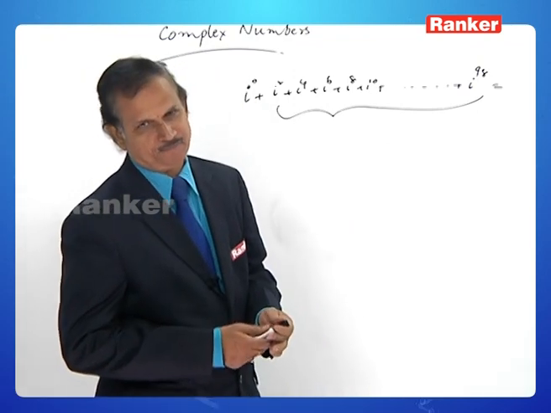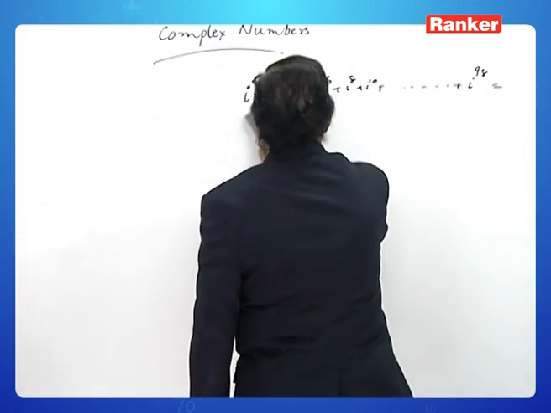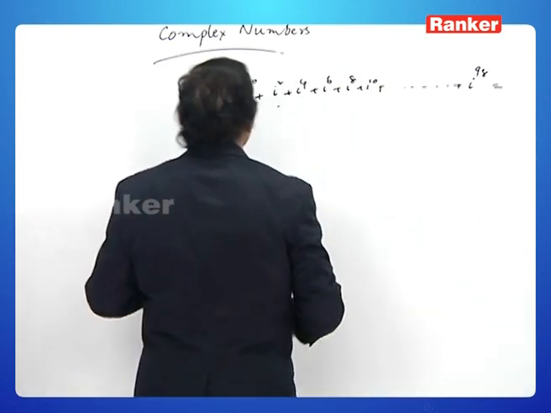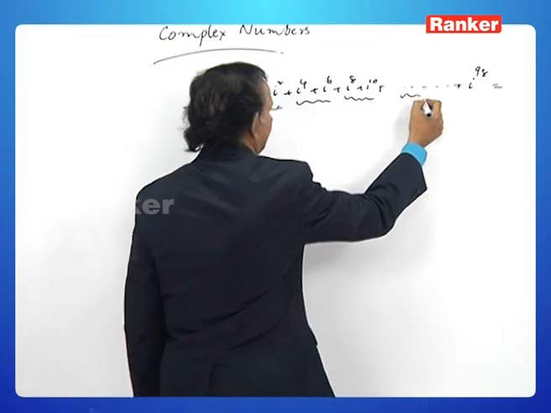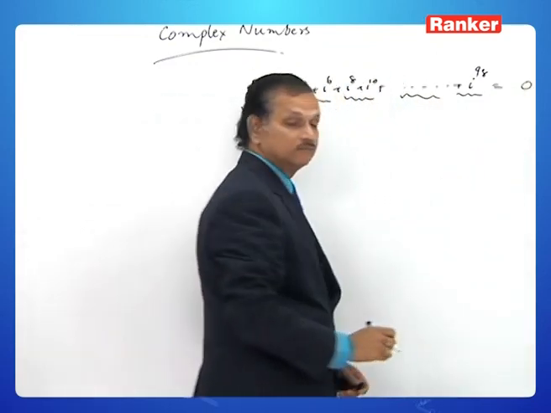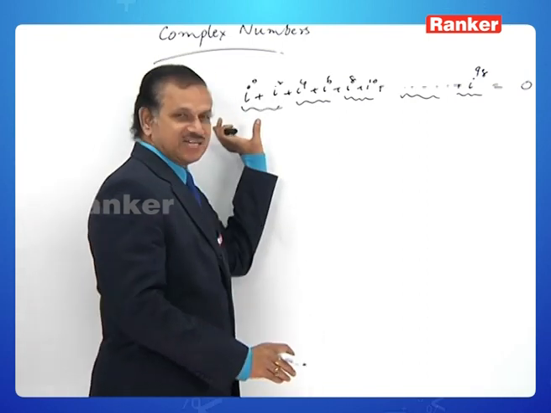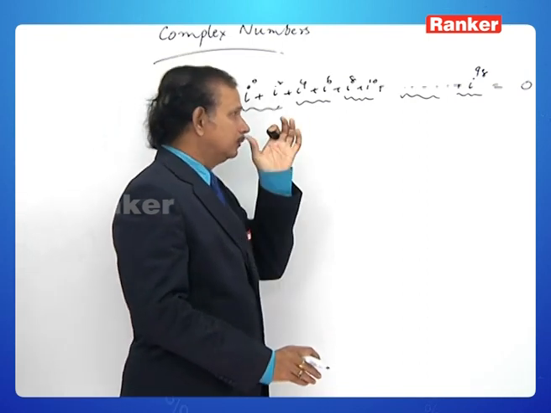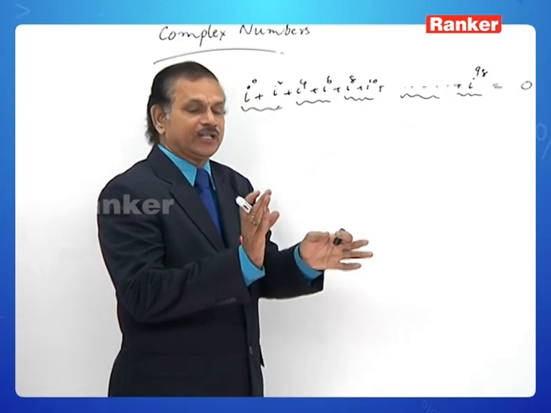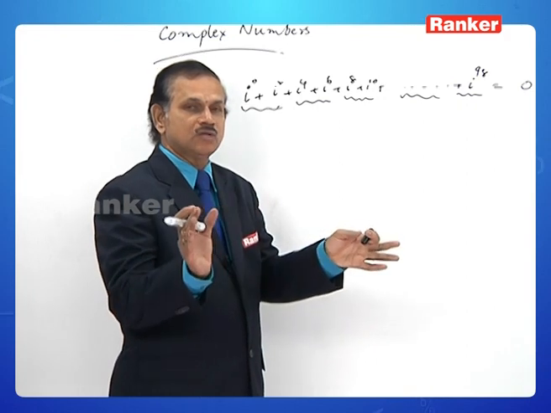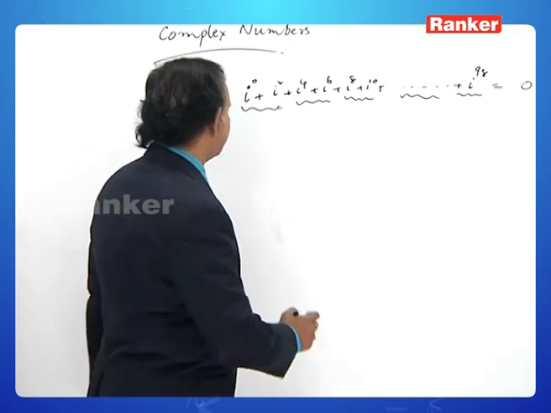50 terms are there. 50 is an even number. Two successive powers sum to 0, 0, 0, 0, 0. For every two successive powers, the sum is 0. As these are 50 in number, if you collect two terms like that, nothing will remain. So it is 0.